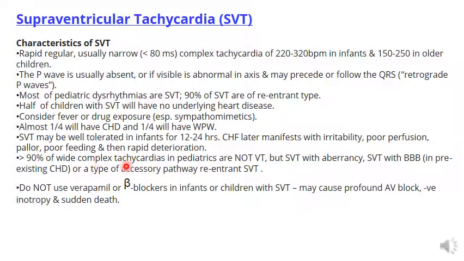More than 90% of wide complex tachycardia in pediatrics is not ventricular tachycardia, but SVT with aberrancy, SVT with bundle branch block and pre-existing congenital heart disease, or the accessory pathway reentrant type. Do not use verapamil or beta blocker in infants or children with SVT. Why? Because it may cause profound AV block or negative inotropy and sudden death.